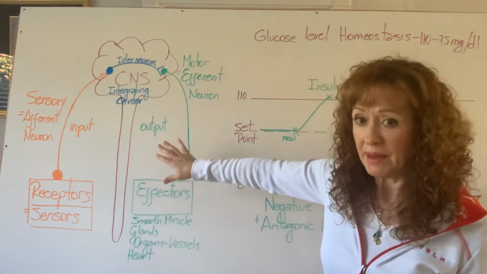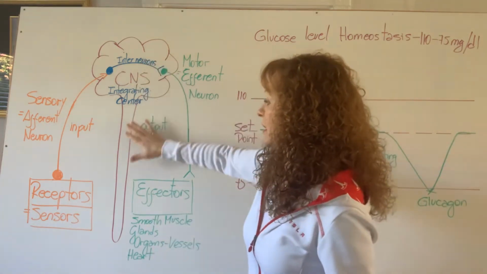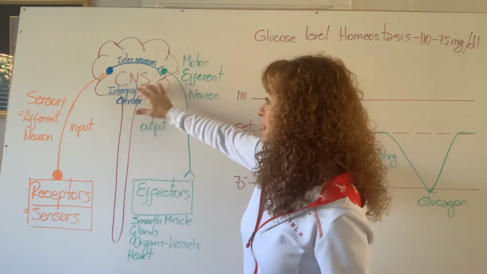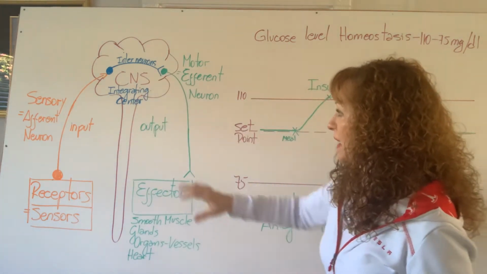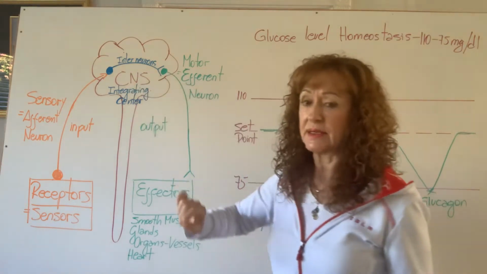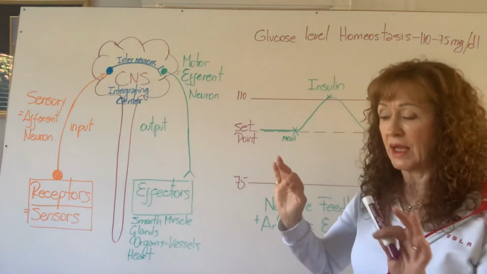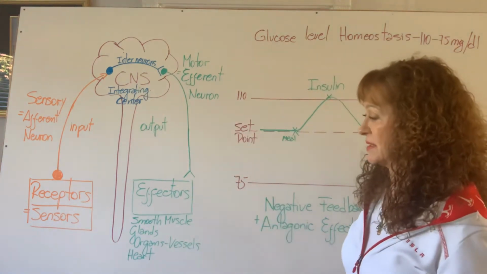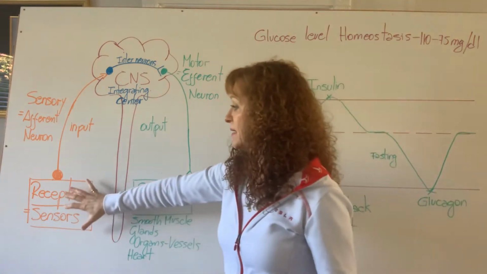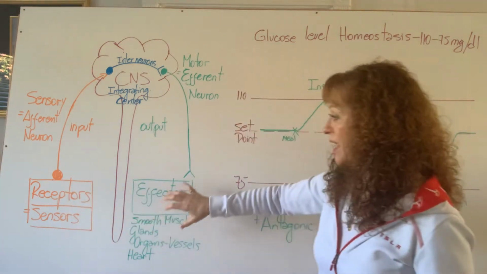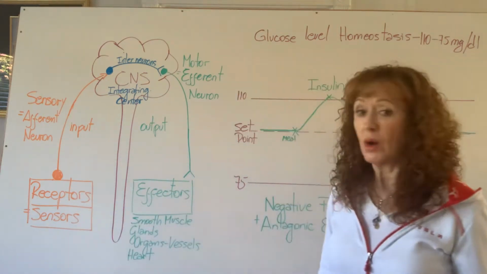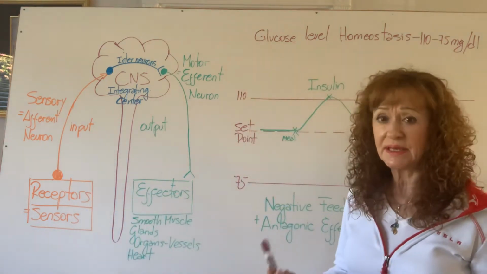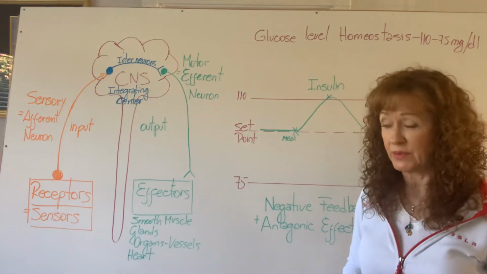We have a main player that is the central nervous system. The central nervous system is composed of the brain and the spinal cord, and is considered the integrating center. Everything goes through the central nervous system. The other players are the receptors and the effectors. The receptors or sensors, we have several different types of receptors in our body.